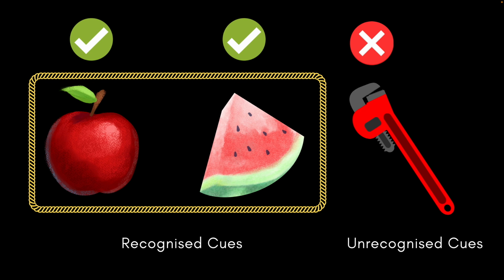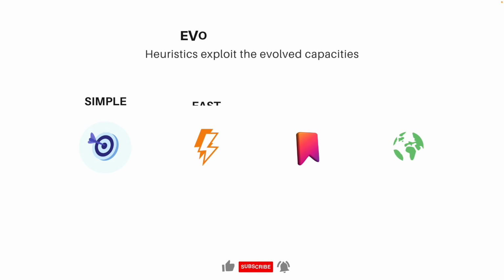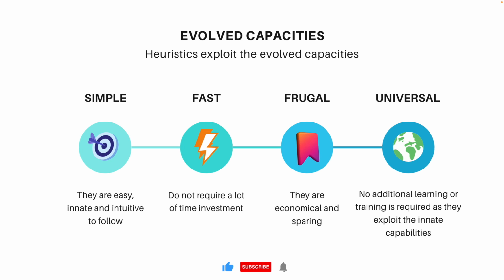This heuristic exploits the evolved capacities of recognition memory. Because they exploit the evolved capacities, heuristics are simple, fast, and frugal, all aspects that help us make efficient decisions. Additionally, since they don't require any further training or additional learning or any kind of overt understanding of the world, because they exploit the evolved capacities, they can be employed by anyone. In other words, they're universal.